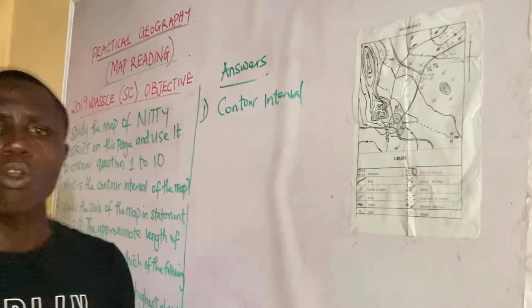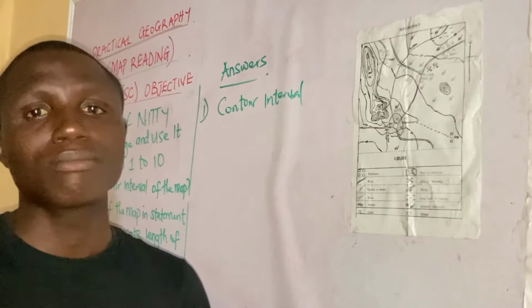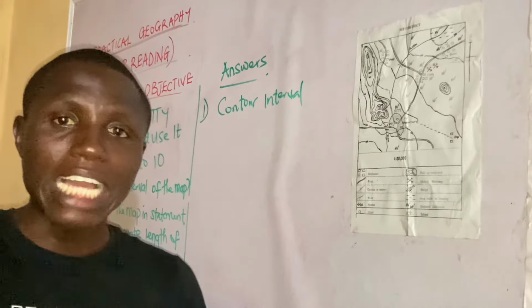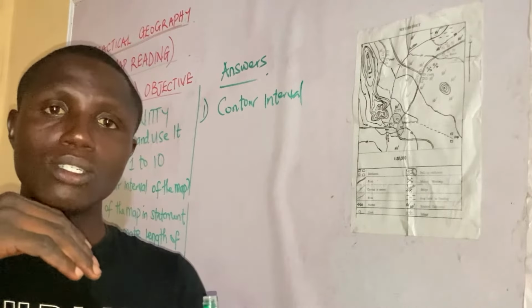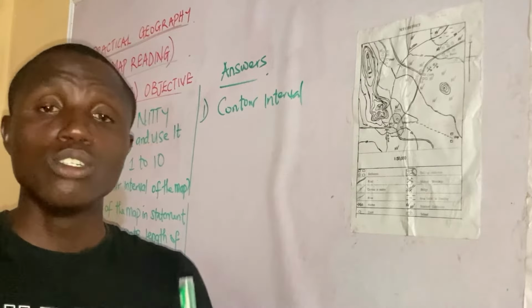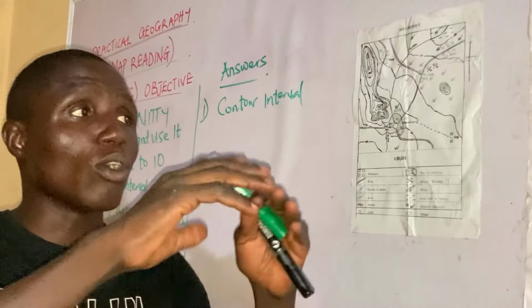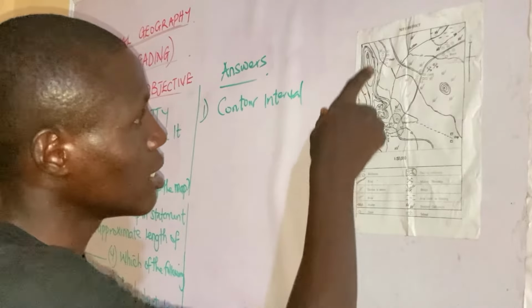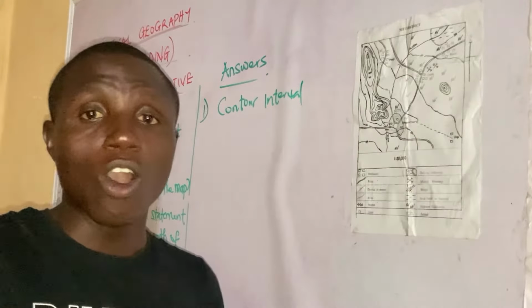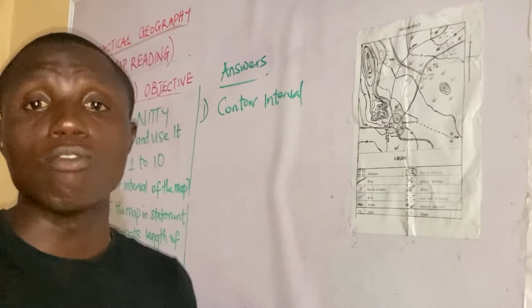Now we are talking about contour interval. What do you mean by contour first? A contour is a line used to denote or represent the relief of a particular area. As you can see, these are contour lines. They are like a curved or circular line used to represent the relief of a particular area.